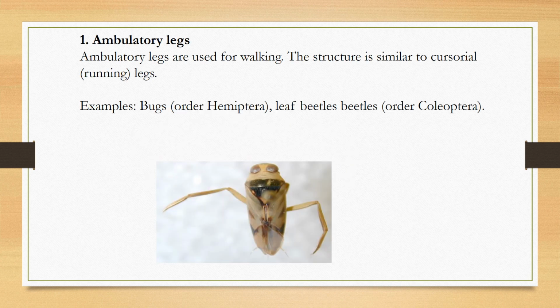Then coming again to the ambulatory legs, as we have already seen, ambulatory legs are used for walking. The structure is similar to cursorial legs, but in the case of cursorial legs, the coxa is somewhat enlarged. Ambulatory legs are seen in leaf beetles and also in various bugs, which are used for walking.